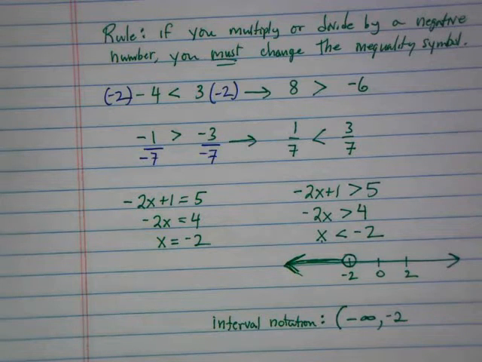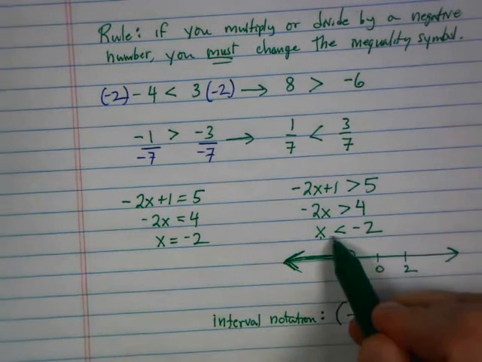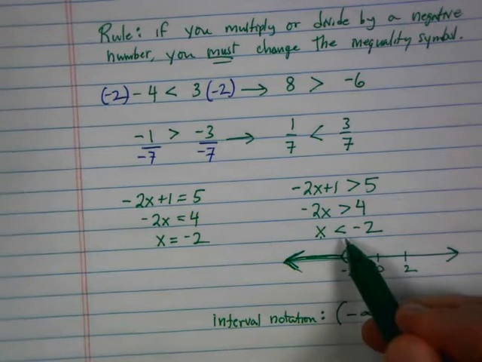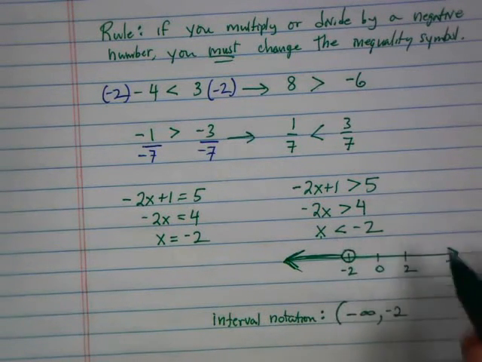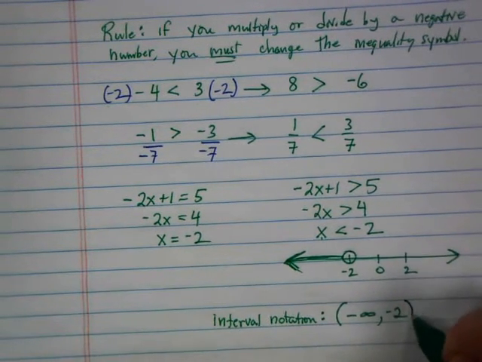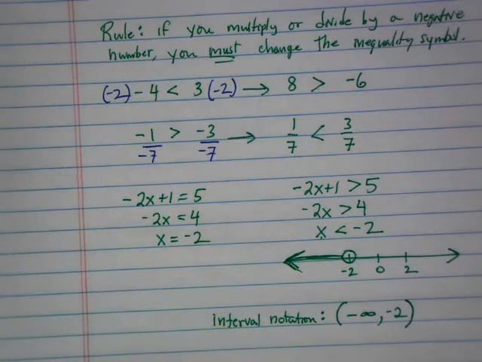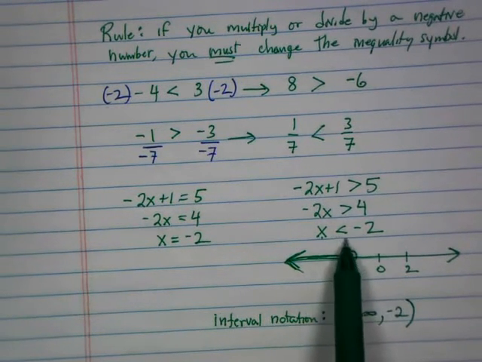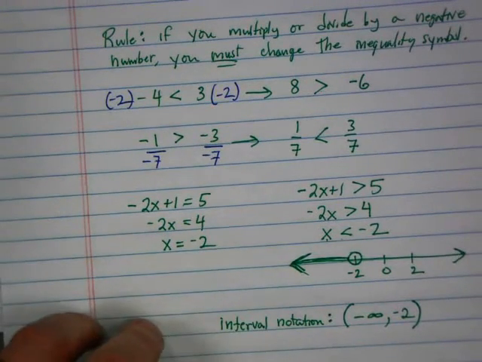The other one gets a square if you have the equal to in the original problem. We don't have an equal to, so we're going to give this -2 also a round parenthesis. Now, if the infinity ends up being on the right side, then it would be a square always, right? Infinity always gets a round one. Always, okay. The only time you're going to have a square is when you have an equal to. So let's do one with an equal to, and you'll see what I mean.